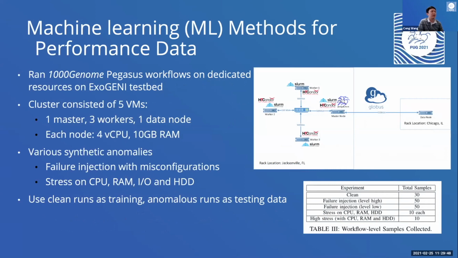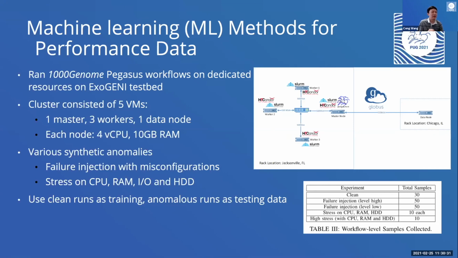So for the machine learning methods, we make use of the Exogeni testbed. We run the sample 1000 genome Pegasus workflow on the Exogeni testbed. So we set up one master node, three worker nodes, and one data node. And we use Globus transfer to transfer the data from the data node to the master node as well as the worker nodes. And we set up HTCondor and Slurm on the cluster as well as Pegasus to orchestrate the workflows.